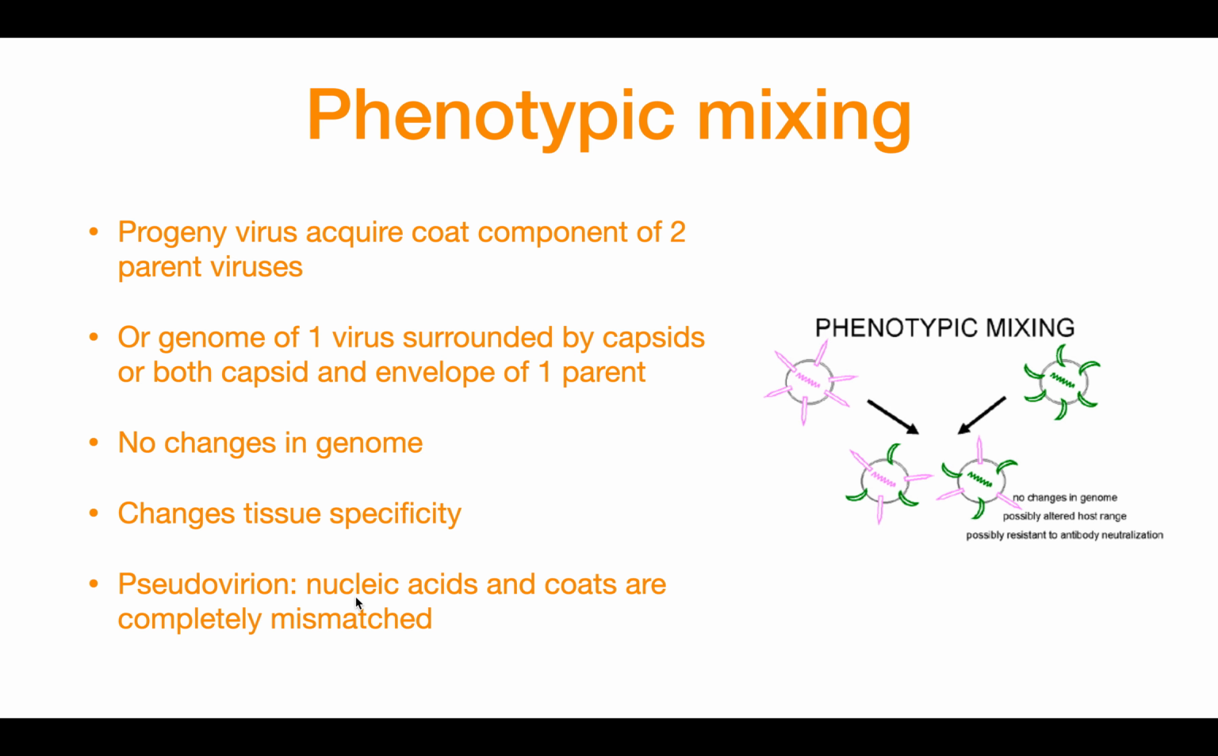The pseudovirions are going to have nucleic acids and coats that are completely mismatched, but these are not going to be able to be passed onto the progeny, right? So say we have the capsid and the genome from A, and then the envelope from B. Once this replicates, it's going to make A again, because the envelope from B was only acquired. So that's not going to be passed down unless it was incorporated onto a plasmid or into the genome itself, but it's not.